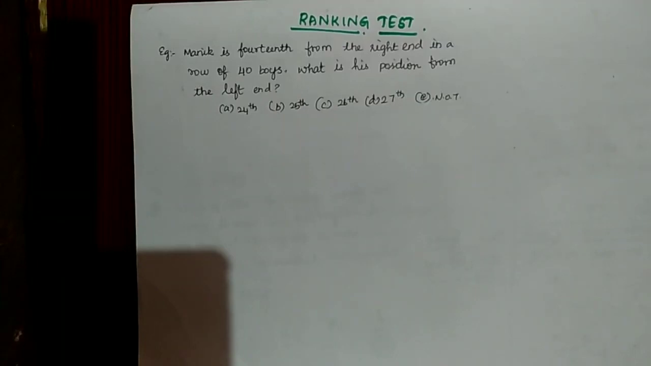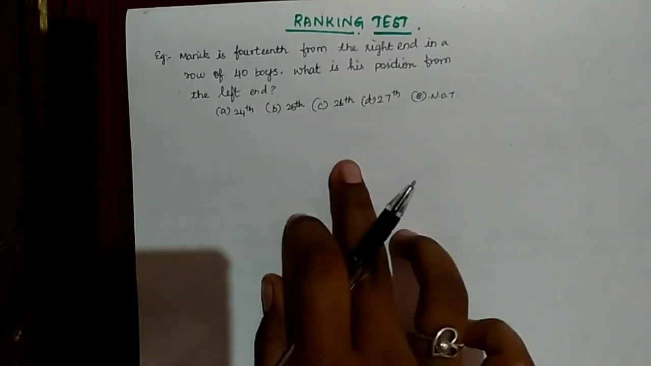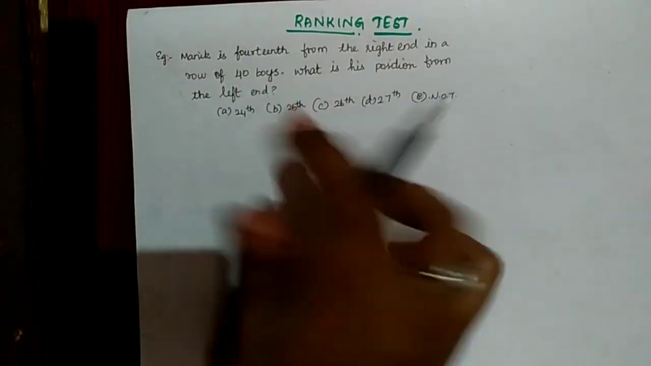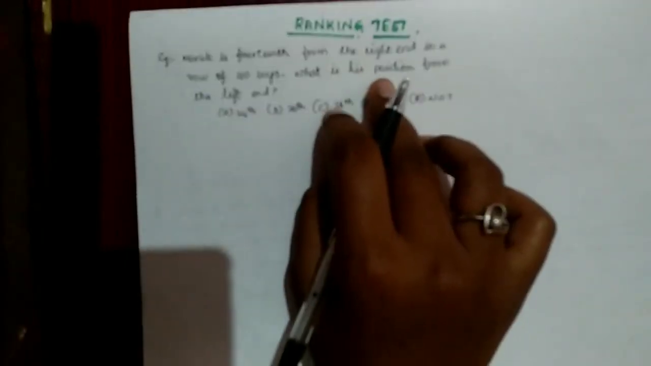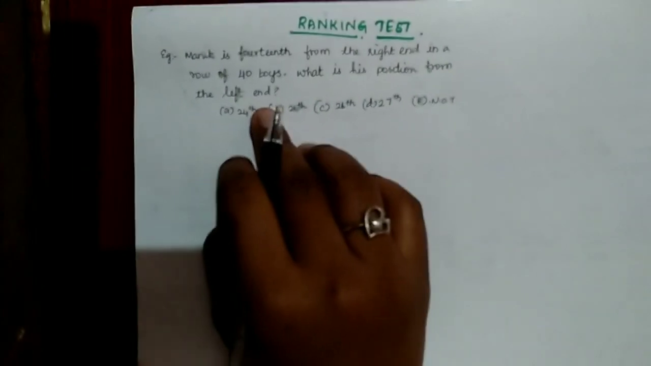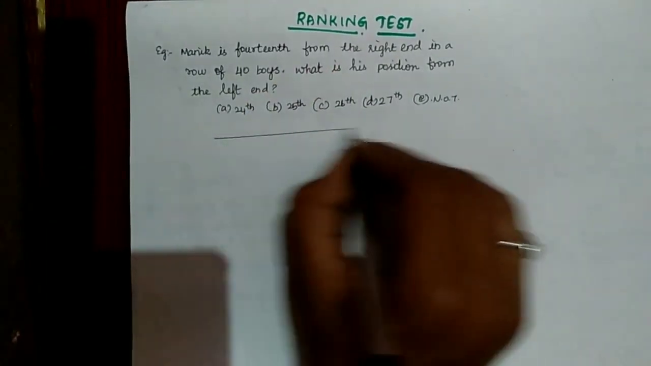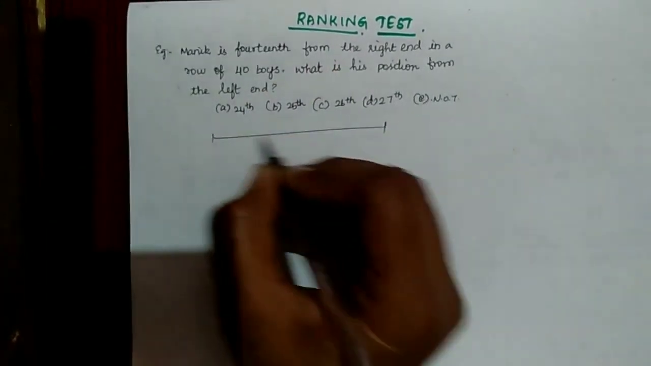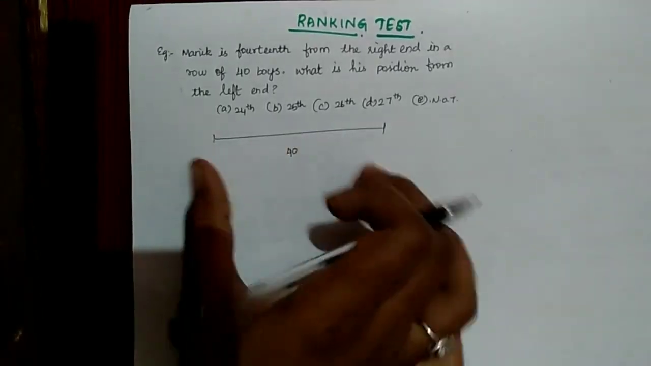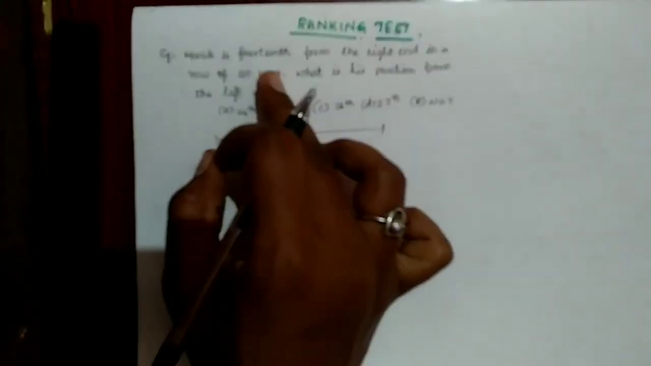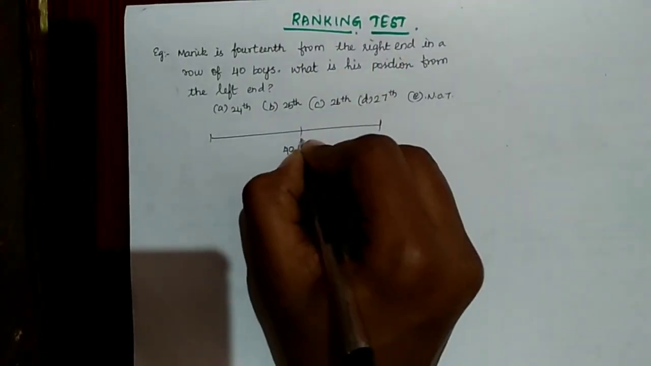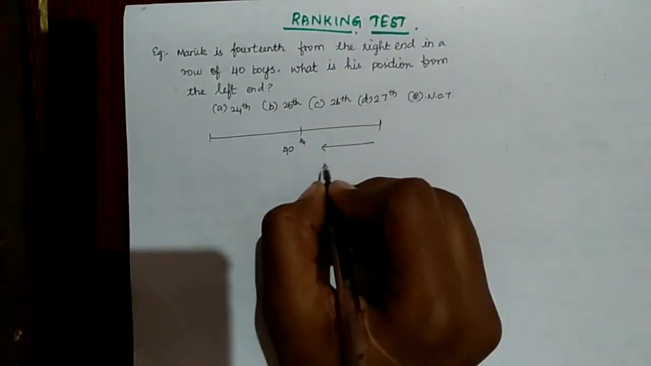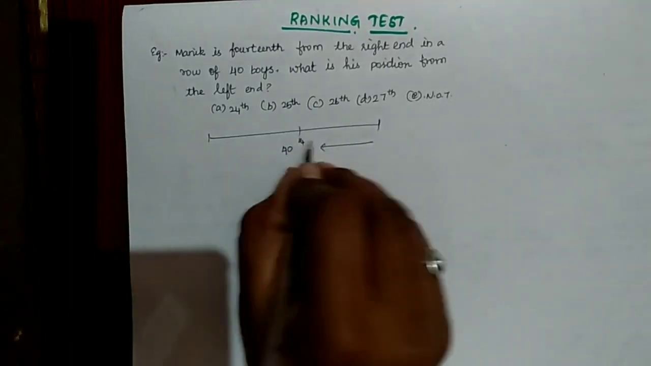Now the question they have asked is: Manish is 14th from the right end in a row of 40 boys. What is his position from the left end? The total row count is 40 boys, and Manish is sitting in the 14th position from the right. What is the position from the left end?